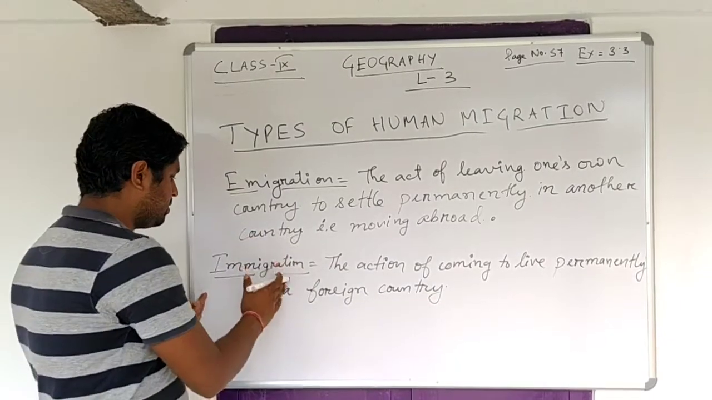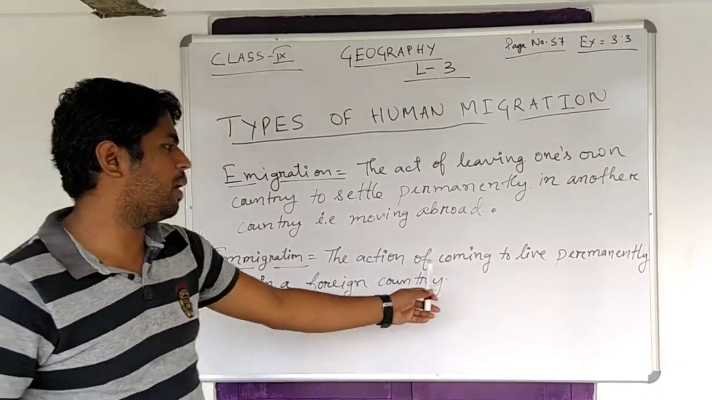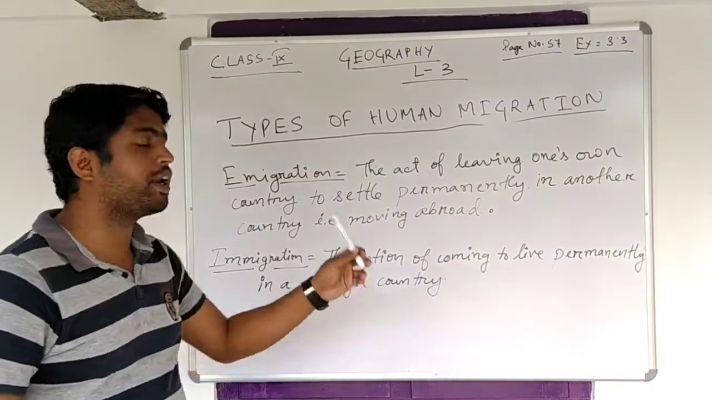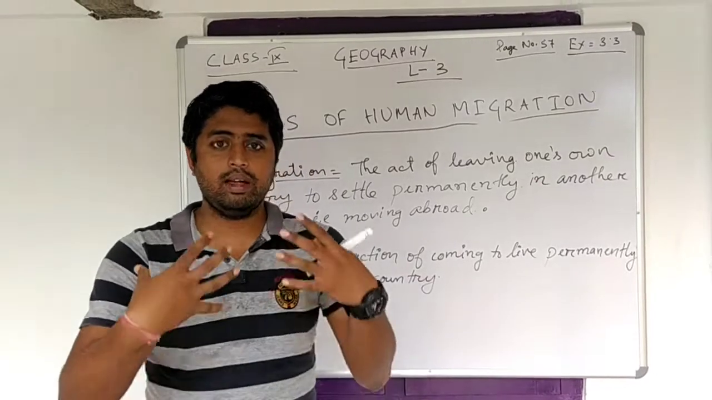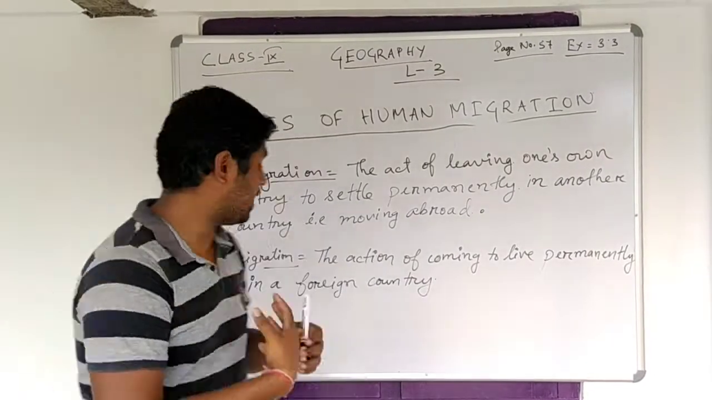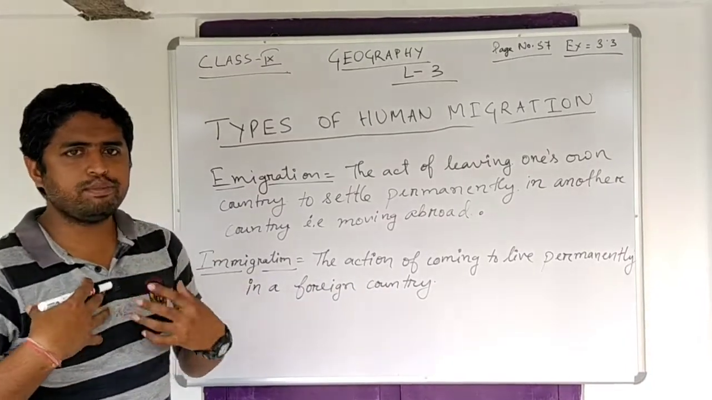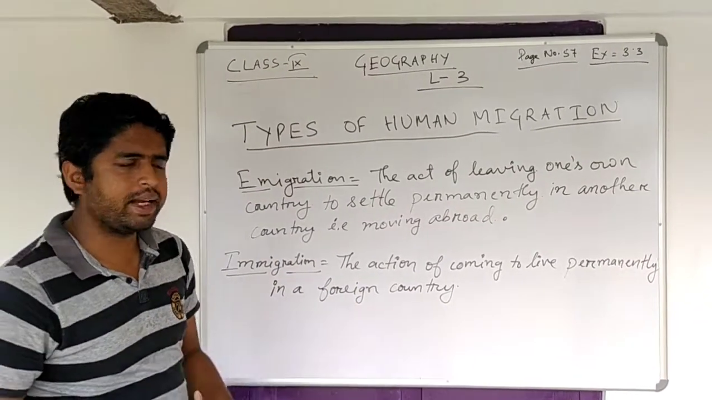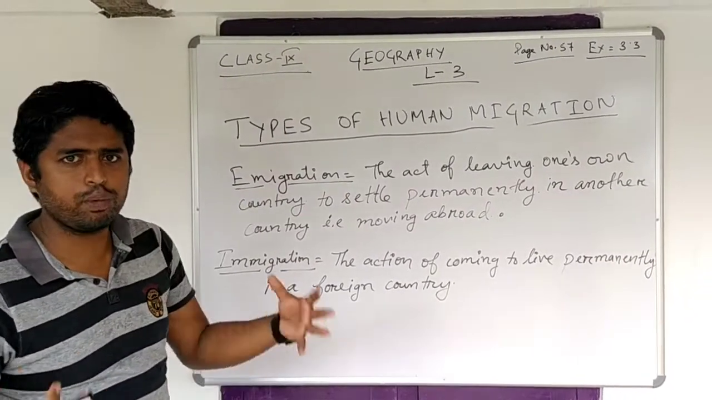Okay, now what is immigration? Immigration means the action of coming to live permanently in a foreign country. When I arrive in USA, the people of USA will consider me an immigrant. And when I leave my native land, I may be termed in my country as an emigrant. I hope you have understood.